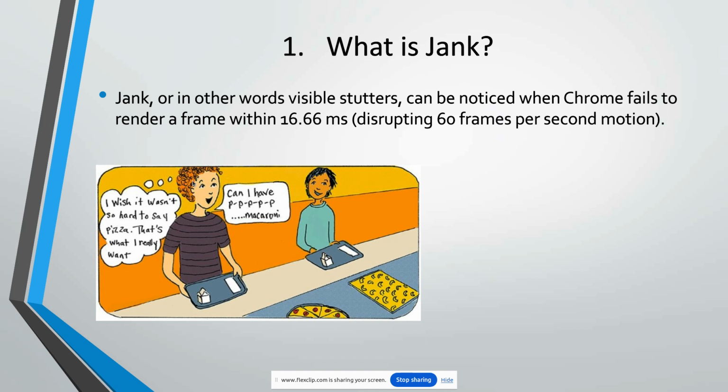In this image, this Irish boy is trying to speak, and maybe he's a very introverted person, so there's a kind of stopping: "Can I have, what, macaroni?" Video stutter is similar to that. It means there's a lot of lag, and the reason is that Chrome fails to render a frame within 16 milliseconds.